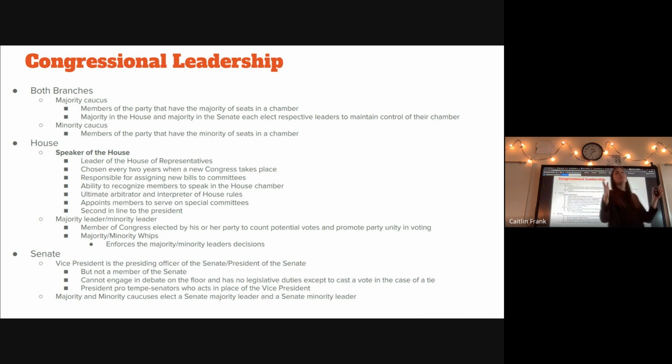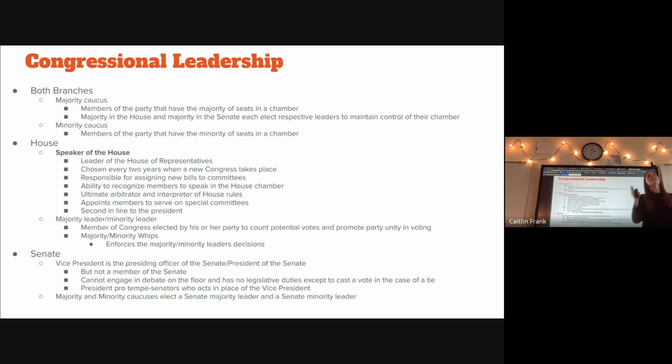And a lot of times the vice president just doesn't go to the Senate meetings, the Senate hearings, because they don't really have a role. So when the vice president isn't there, they have the president pro temp, or pro tempore, who takes that ceremonial position. But the president pro temp also doesn't have any official power beyond just that ceremonial head of the Senate.